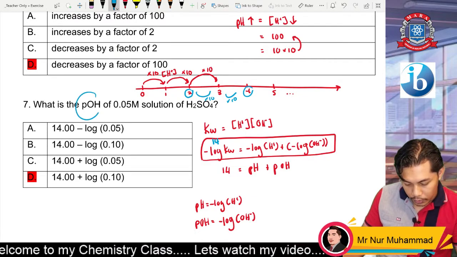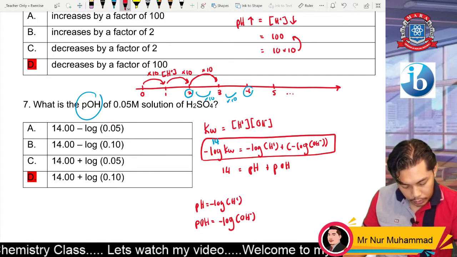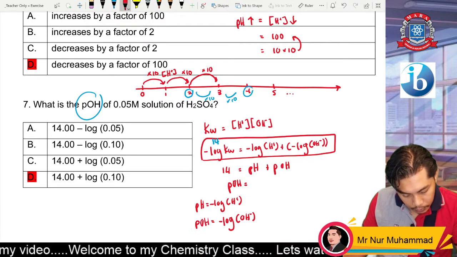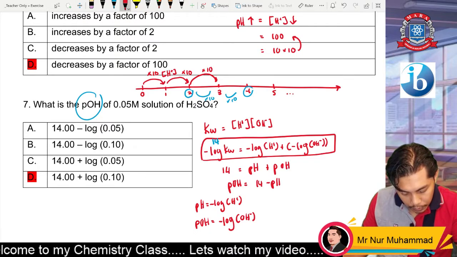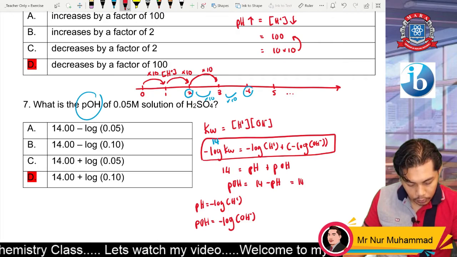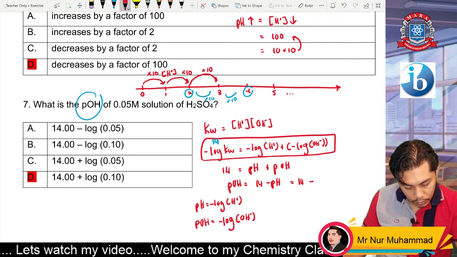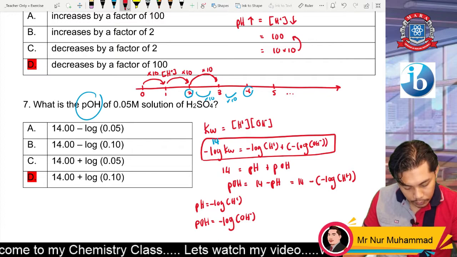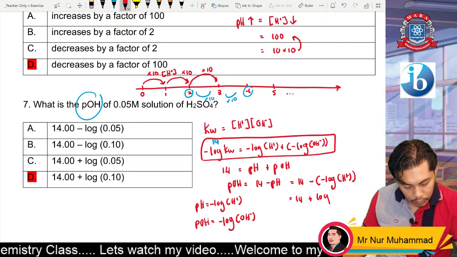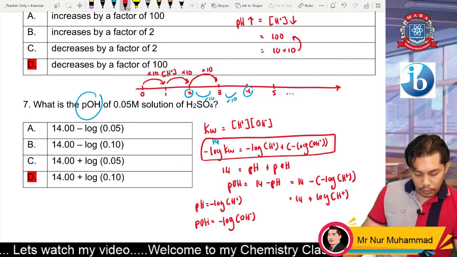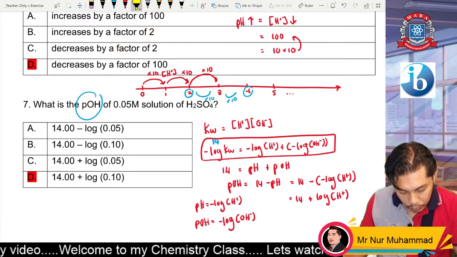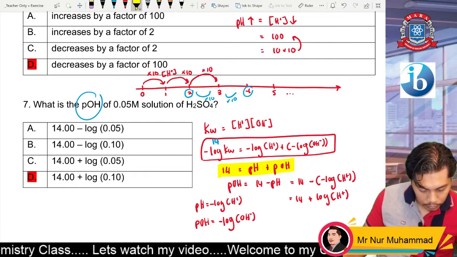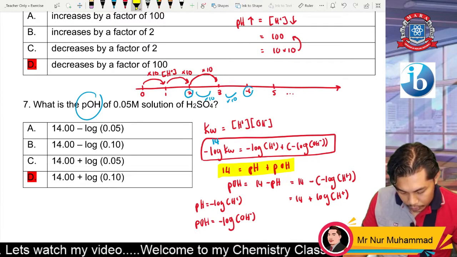Okay, so pOH, just convert the equation. pOH equal to 14 minus pH, and equal to 14 minus, what is pH? pH is negative log hydrogen ion, so 14 plus log hydrogen ion. So actually we use this formula, this one. And then we convert again to the log. So that's why the answer is D.